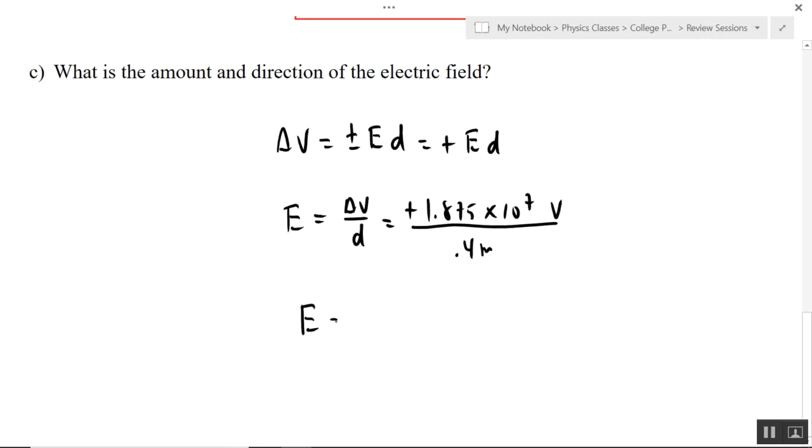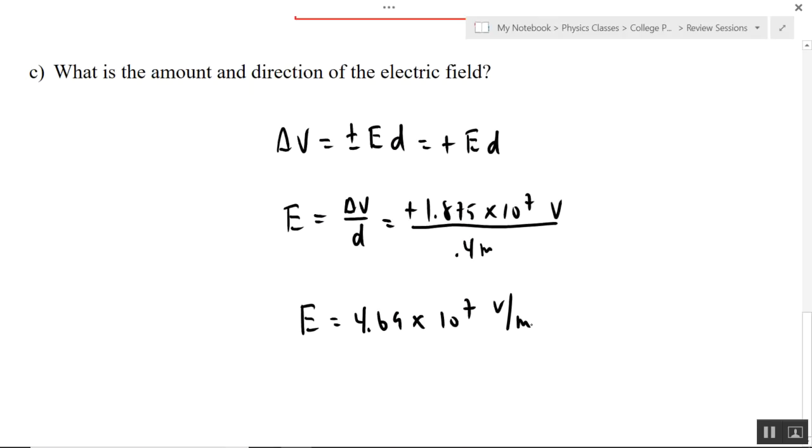This is the amount of the field. Once again, it's a pretty big number, like 4.69, something like that, times 10 to the 7th. You can actually use volts per meter here. Remember, volts per meter is the same unit as newtons per coulomb. So that's the field.